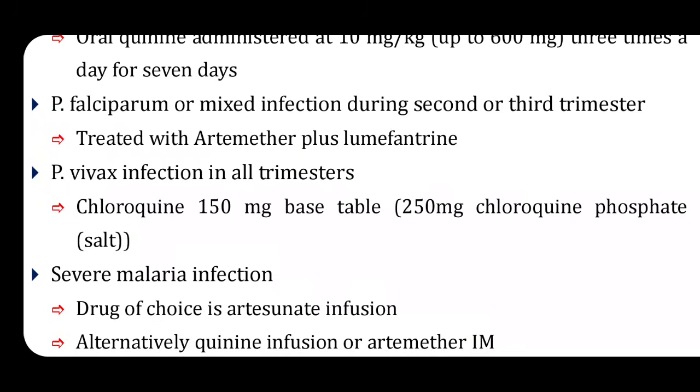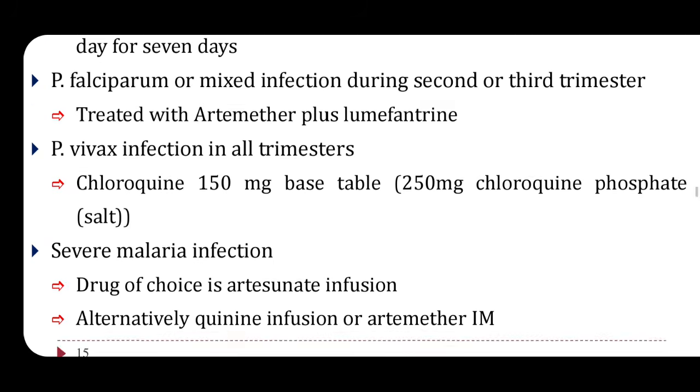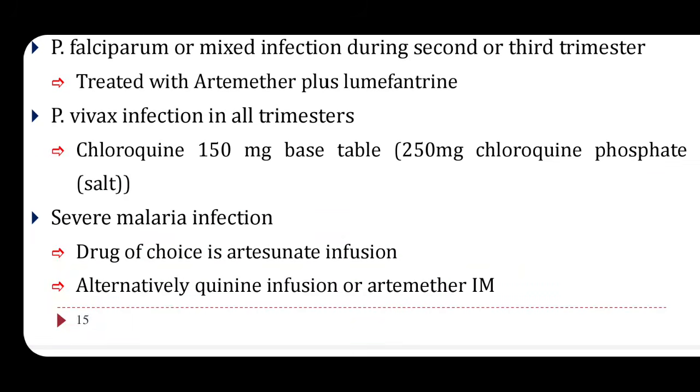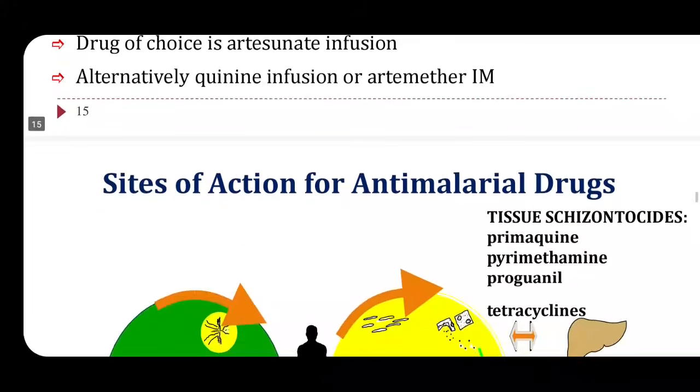P. vivax infection in all trimesters should be treated with chloroquine 150 mg base tab or 250 mg chloroquine phosphate salt in 3 divided doses. So chloroquine is not contraindicated in pregnancy and it can be used for all forms of species. When it is a severe form of infection, the drug of choice is artesunate infusion. As an alternative, quinine infusion or artemether is highly recommended.